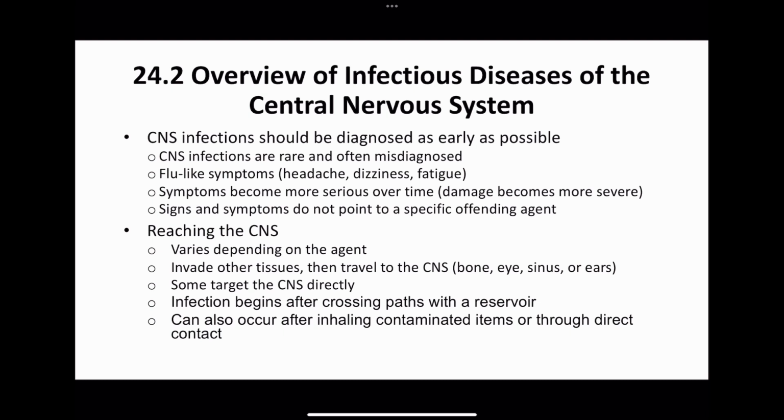Infection by the viruses often occurs after humans cross paths with their reservoirs. This can include ticks, birds, or other humans. Depending on the virus, transmission can also happen after inhaling contaminated droplets, eating or drinking contaminated foods or liquids, or through direct contact.